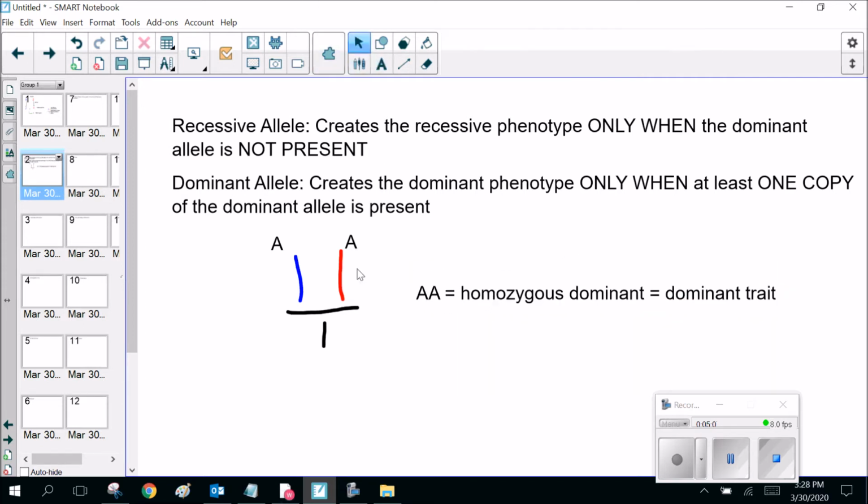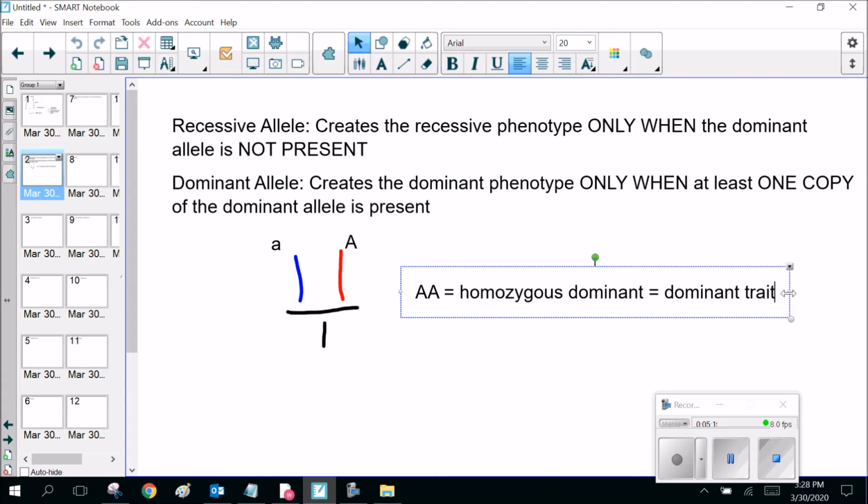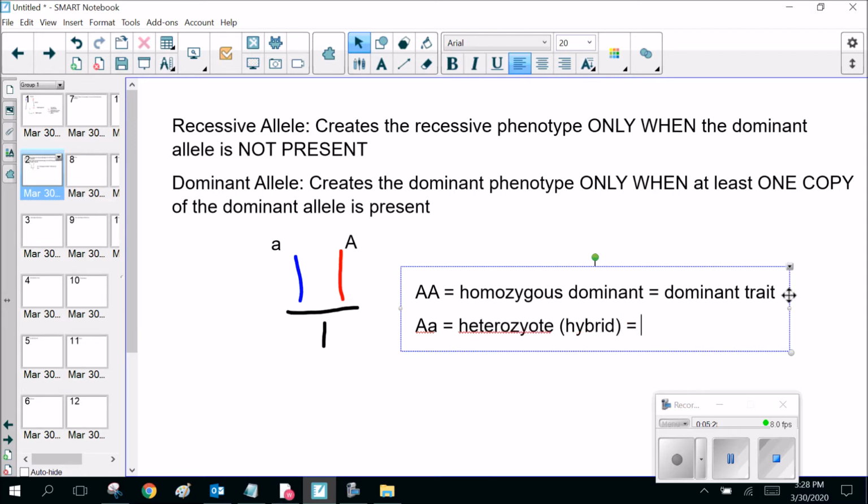Or that person could inherit, let's make the mom dominant this time, a recessive allele from dad, and in this case, when we looked at their traits, they would have a big A and a little a, a dominant and a recessive. This would mean they were a heterozygote or a hybrid, and that would mean that they would still have the dominant trait because they have a copy of the dominant allele.